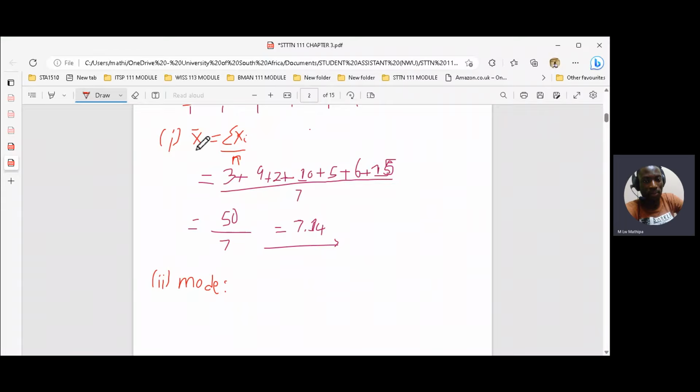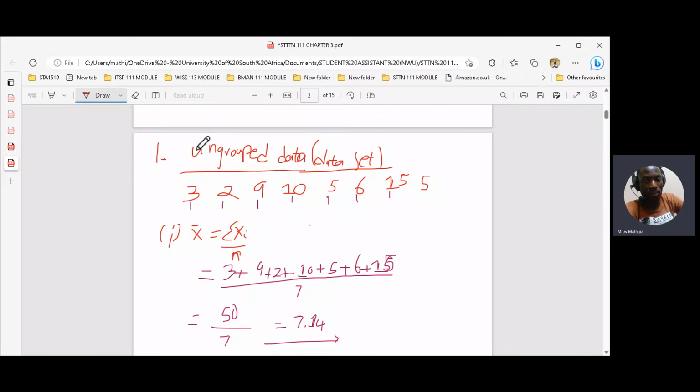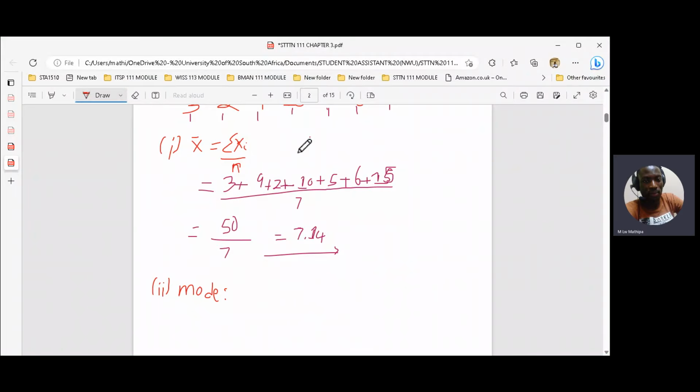And remember, for you to see that it's ungrouped data, you'll always be given a data set. Don't forget this. Because for the mode you're focusing on the most frequent value in a data set, we check. The most frequent value in this case is 5, here and here. Therefore, the mode is equal to 5. Hope you all understand that.